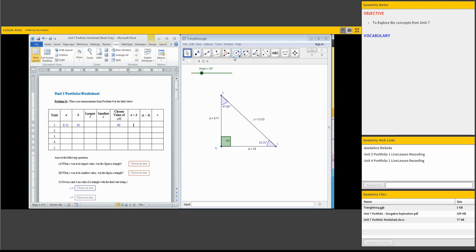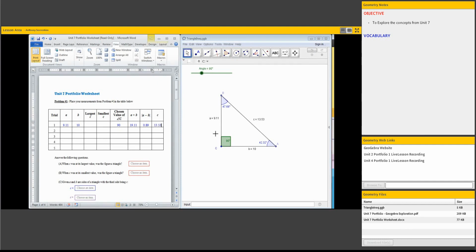A plus B: you should add these 2 together on a calculator if necessary. This isn't too hard with the numbers I happen to have here. It's going to be 19.11. The absolute value of A minus B, if I subtract those, is 0.89. And C currently right now is 13.53.